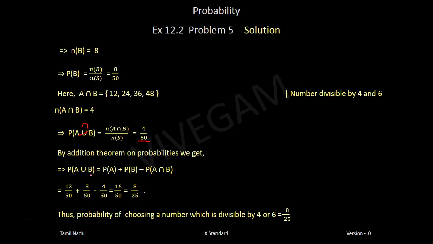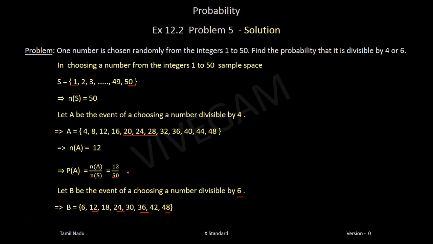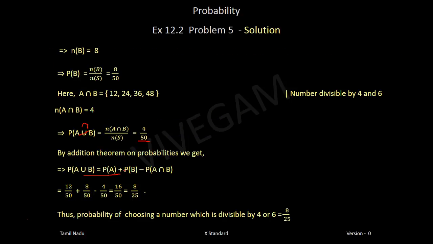Now substitute all these values in the addition theorem of probability. P of A is 12 by 50, right? P of B is 8 by 50, right? And minus P of A intersection B is 4 by 50.